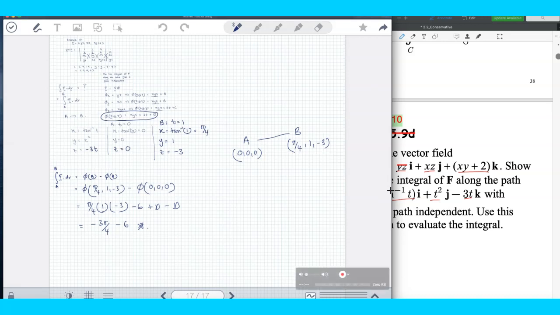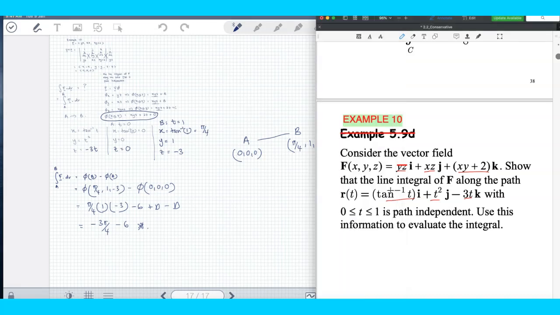If you use F dot dr based on the vector function given, I think it is still possible to be done, but in that case you have to deal with the arctangent. Because you have to integrate later on, I'm not sure whether it can be easily integrated. I never tried that, but you can try it.